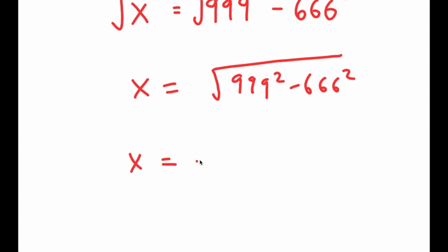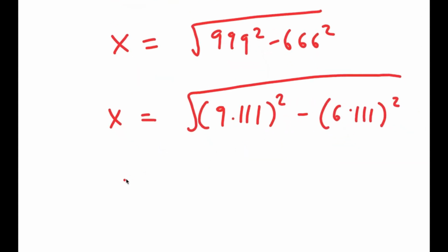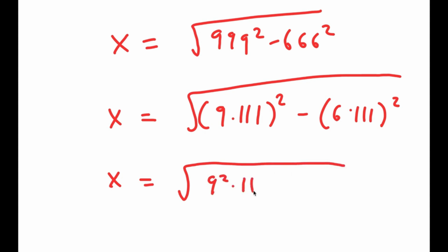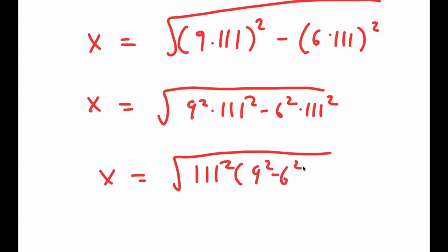Now, this is the same thing as 9 times 111 squared minus 6 times 111 squared, the square root of all of this. And this is equal to the square root of 9 squared times 111 squared minus 6 squared times 111 squared. And now I can factor out 111 squared, so I get the square root of 111 squared times 9 squared minus 6 squared.